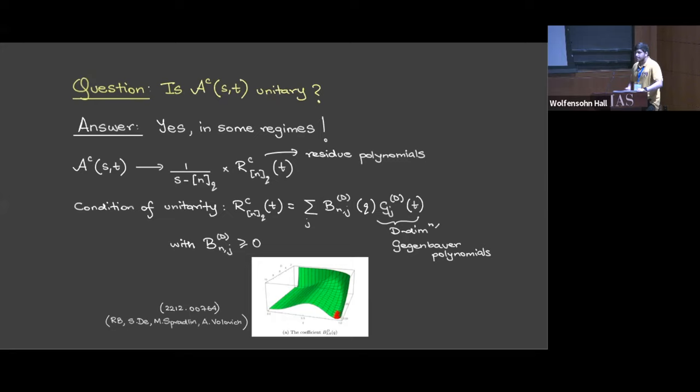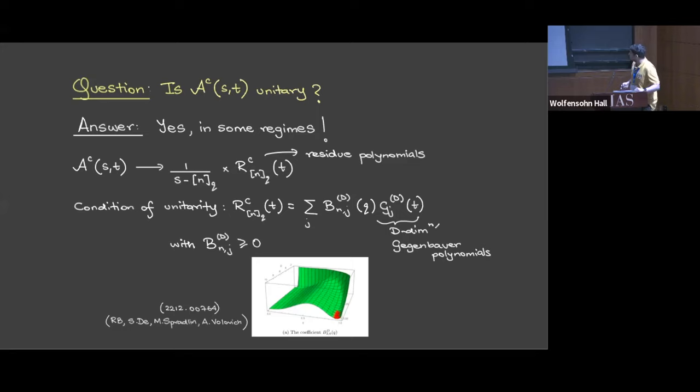Along with our supervisors, Mark Spradlin and Anastasia Volovich, we considered a partial wave unitarity expansion for the residue polynomial of this amplitude in terms of the d-dimensional Gegenbauer polynomial. Then the condition of unitarity turns into the condition of positivity for the coefficients that show up in this expansion. In our paper, we derived two key results. One, that these coefficients for the leading Regge trajectories and the subleading Regge trajectories are manifestly positive, and hence for this regime, the amplitude is unitary.